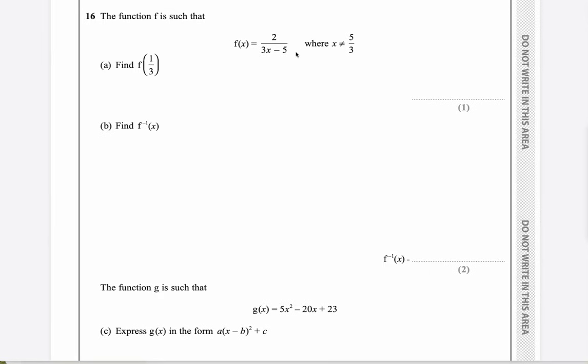The function f is such that f of x is this. Find f of a third and find f inverse of x. Sorry, f minus 1 of x, that's the inverse function. So first, the f of a third, we're just going to sub in. This is only worth 1 mark, guys.